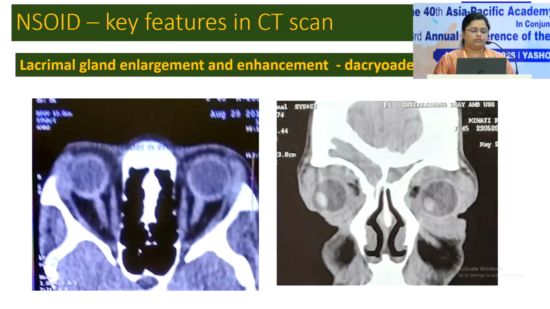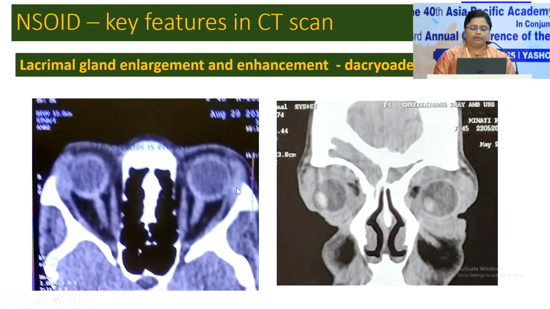Next is non-specific orbital inflammatory disease. Non-specific orbital inflammatory disease, already Dr. Sripurna has told that it may affect only the lacrimal gland, that is known as dacryoadenitis. In a classic case, lacrimal gland enlargement can be seen in CT scan. These are the enlargement of the lacrimal gland here on both sides.